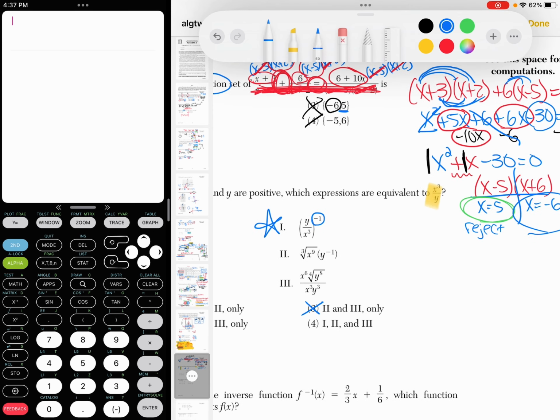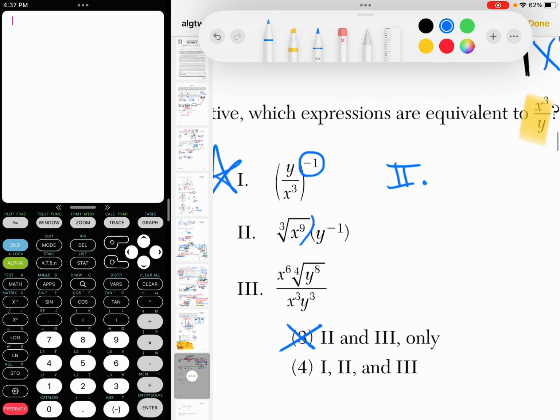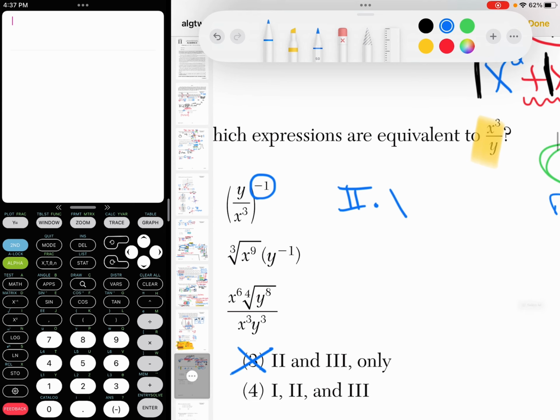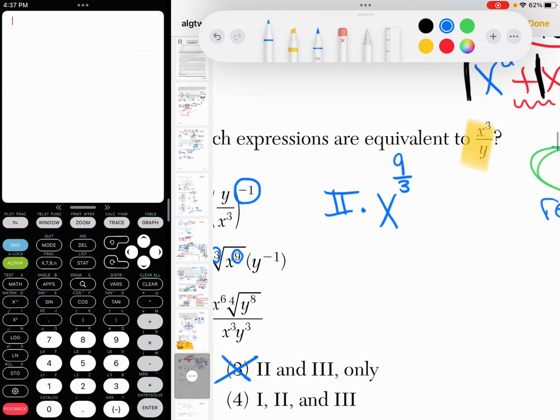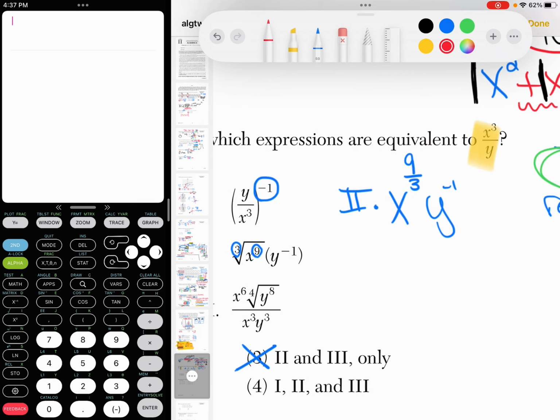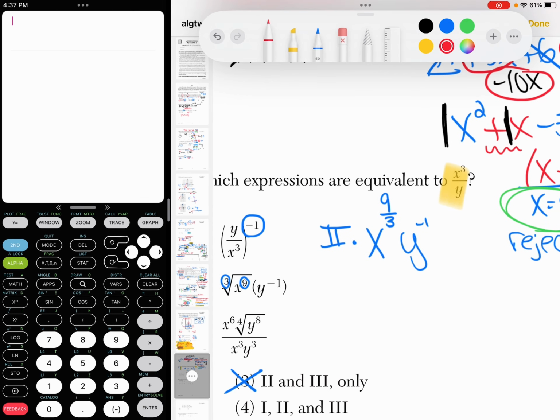All right, now I'm going to use exponent rules for Roman numeral 2. So when you have a radical, you're going to have to T-bow it. Remember, T-bow means top inside, bottom outside. So I have to rewrite it as a fractional exponent. The inside number goes on top, the outside number goes on the bottom, and that is times y to the negative 1. So same rule with that negative 1. I'm going to have to flip this to get rid of that negative exponent.